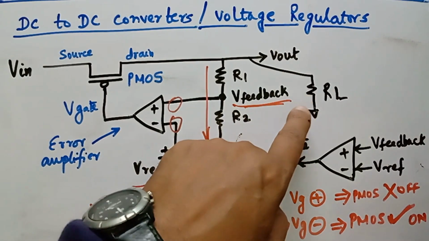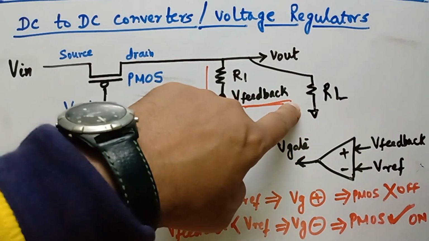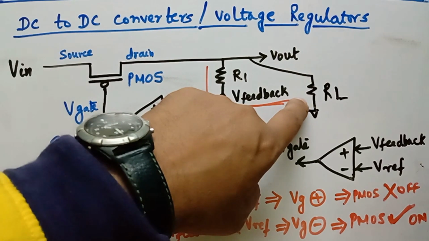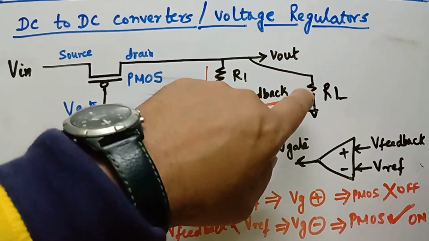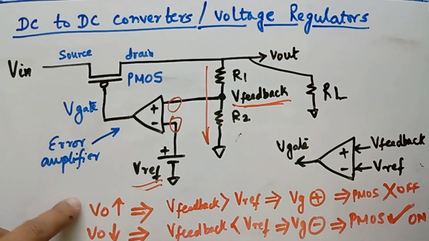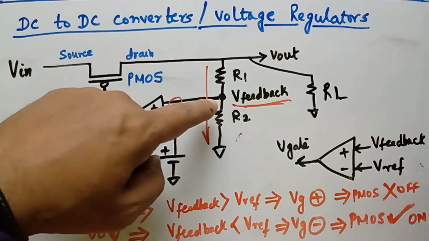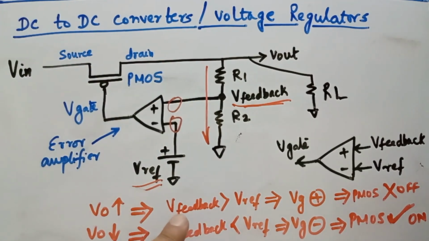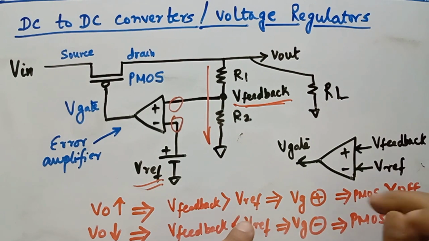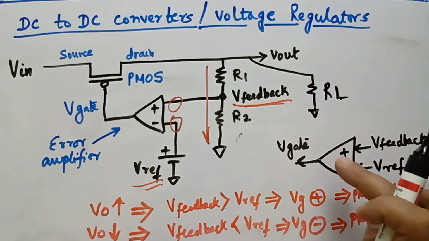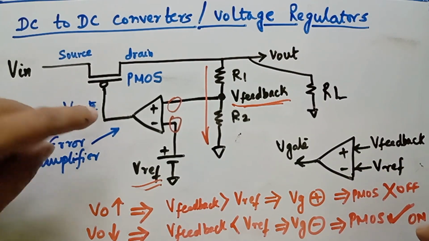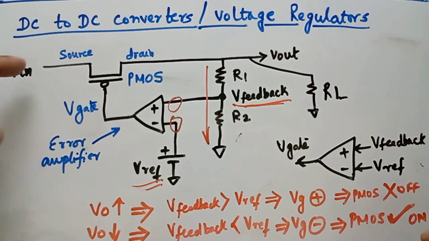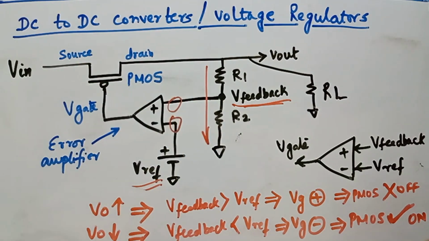If the load reduces, the current will reduce. This will increase V out. If V out is increasing, the V feedback, which is the tap out point, will also increase. Now if V feedback is more than V reference, then the V gate will be positive. If the V gate is positive, that will turn off the MOS because it's an inverted MOS, and therefore this current will not flow through.